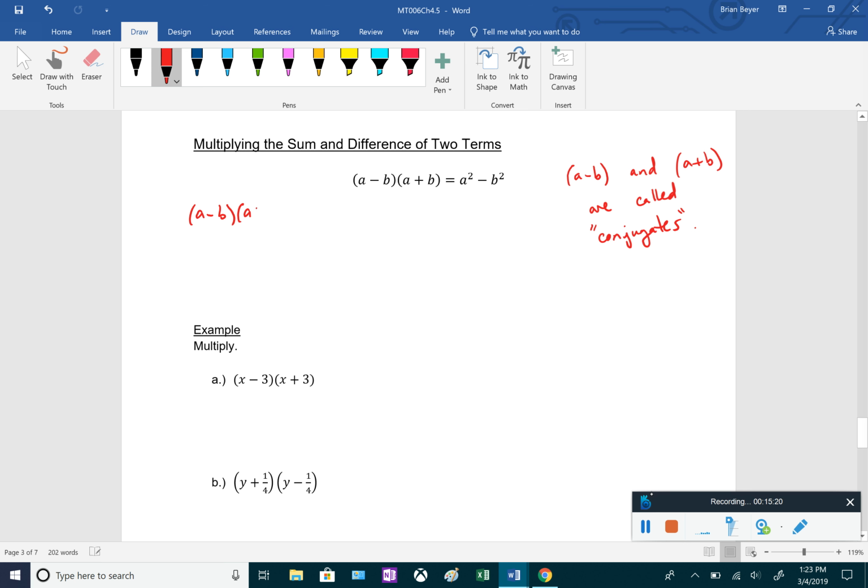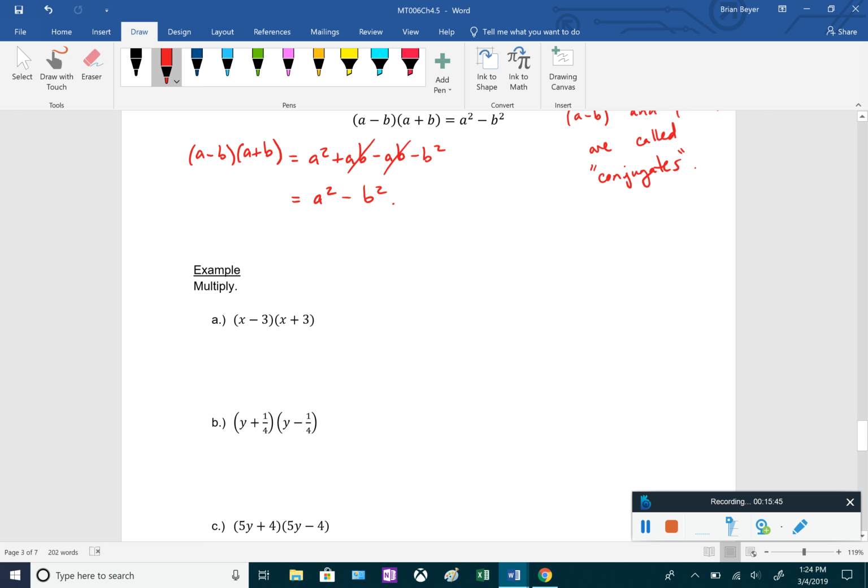So let's multiply a minus b times a plus b. So we would have to distribute. We would get a squared plus ab. Then distribute the negative b. We would get minus ab minus b squared. The middle terms are like terms. One's adding, one's subtracting, so they cancel. So we're left with a squared minus b squared.